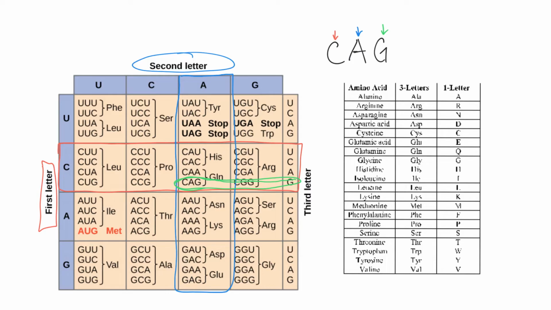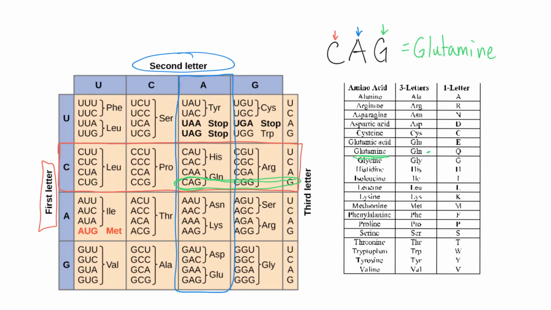The three-letter code for that amino acid is GLN. And when I look at GLN over here, I know that it is glutamine. So I can use this chart to say that this codes for glutamine. That's using the codon chart. You use the first letter for the row, the second letter for the column, and the third letter for the row but coming from the other side, and it will tell you the three-letter code, and then we can use that three-letter code to figure out the amino acid.